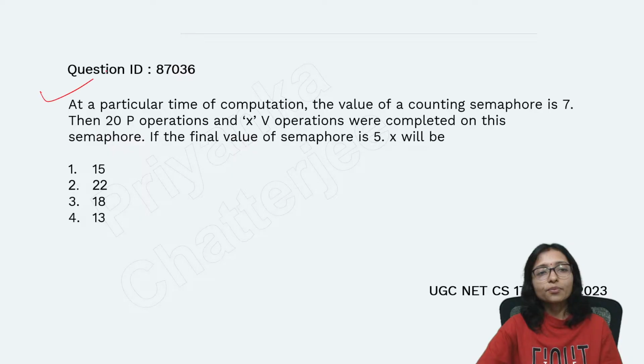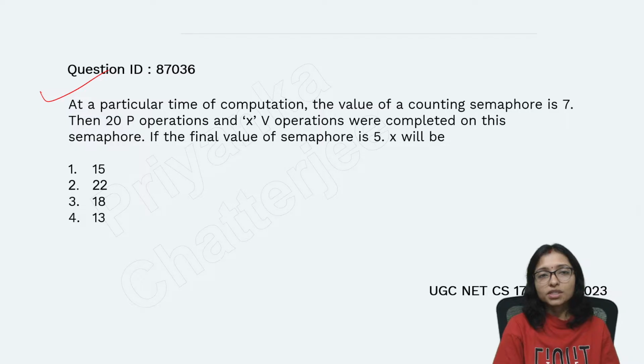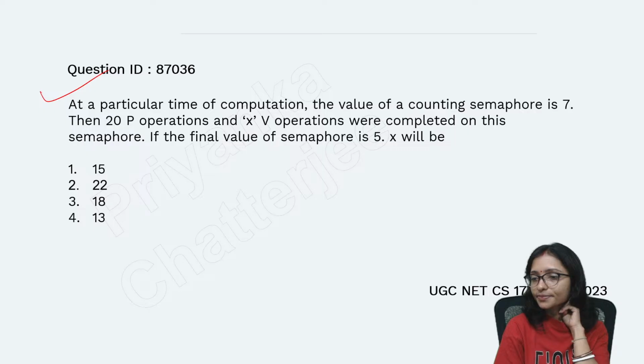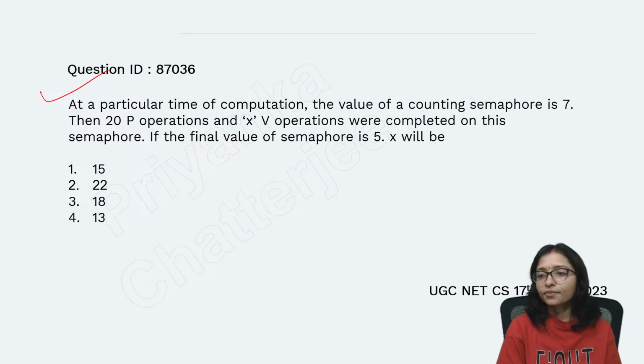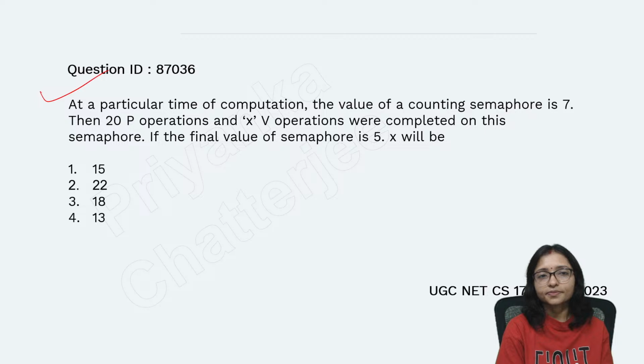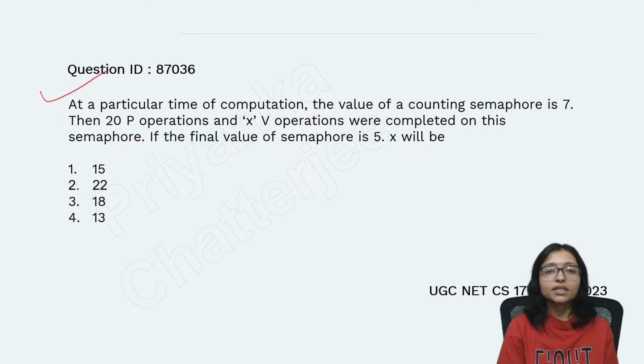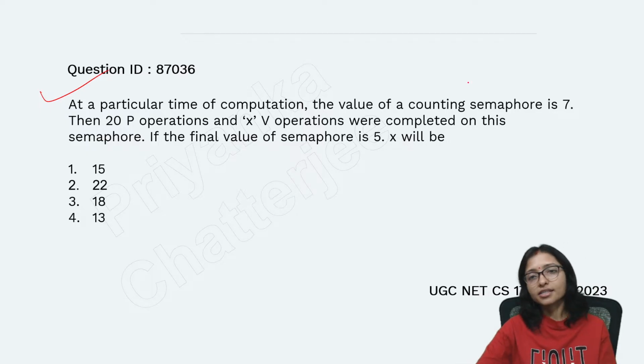so now do a numerical here. Now do this numerical. It is the most important numerical from semaphore. Understood? Good. At a particular time, the semaphore value question is most popular. This type of question comes again and again. Semaphore question.